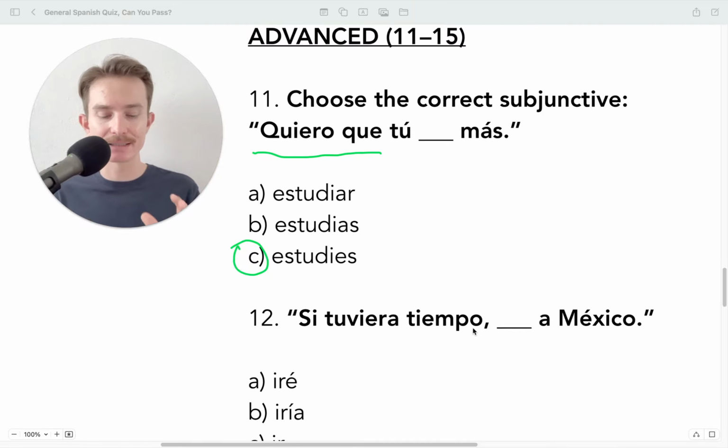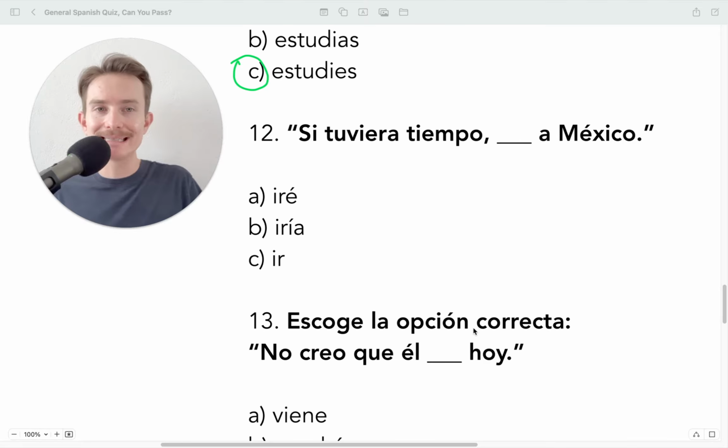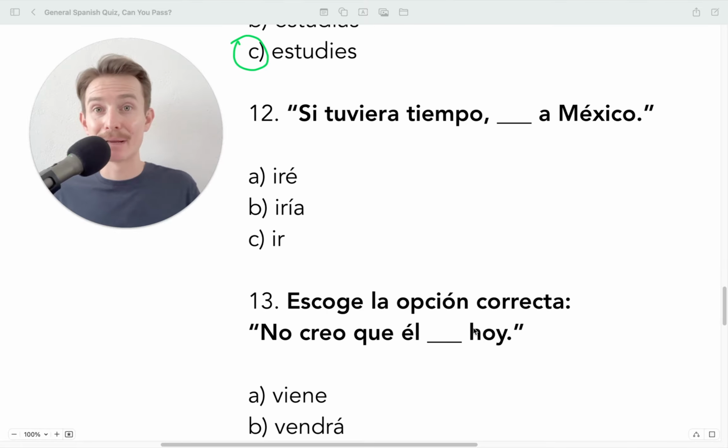That is the idea of the subjunctive mood. Número 12. Si tuviera tiempo, blank a México. Iré, iría, or ir. In this case, we're going to say iría, okay? This is the imperfect subjunctive. So it's the subjunctive mood being used in the past tense. So if I had time, I would go to Mexico.